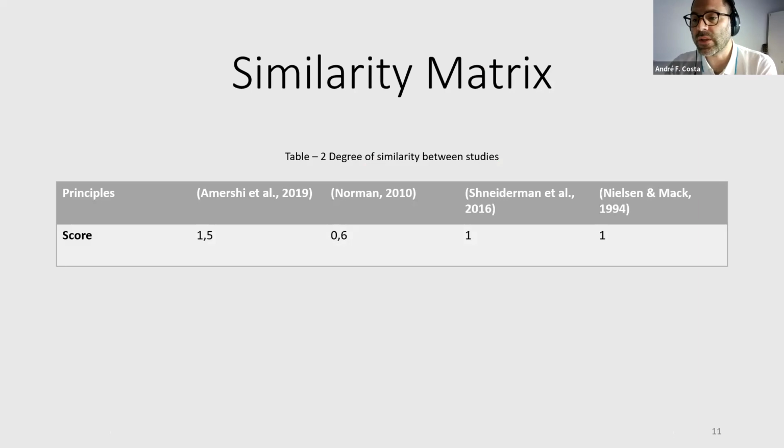So to systematize the results, a degree of similarity based on table 1 was calculated. This is an average from the words, where we can see that the proceedings of CHI conference is the one that has the most inputs to this framework.